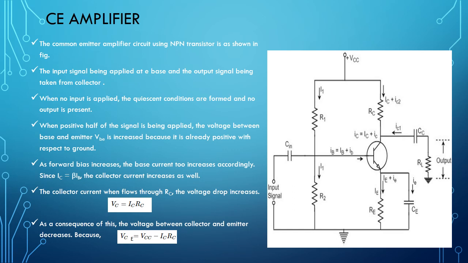The input impedance of the CE amplifier and the output impedance of the CE amplifier are better than the CB amplifier, and the voltage gain and power gain are also high in the CE amplifier, and it is mostly used in audio amplifier applications. Now we will go with the common collector amplifier.